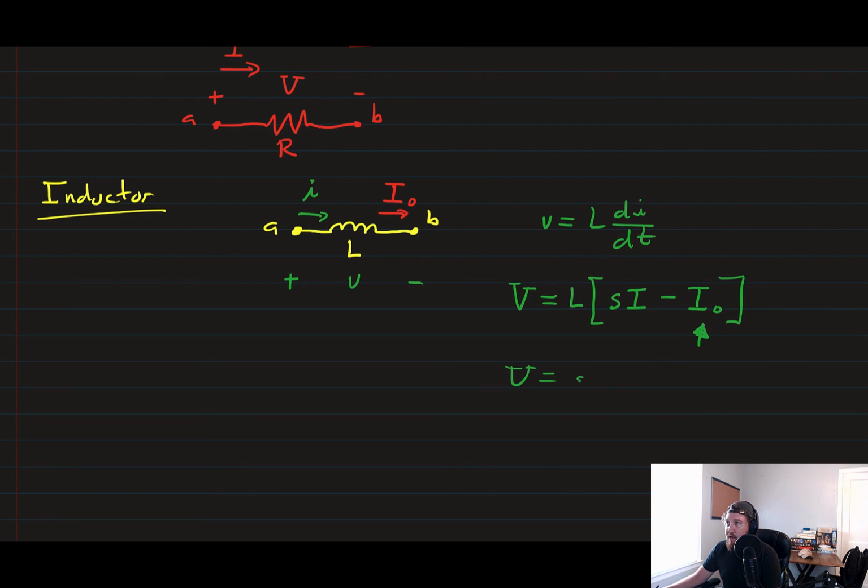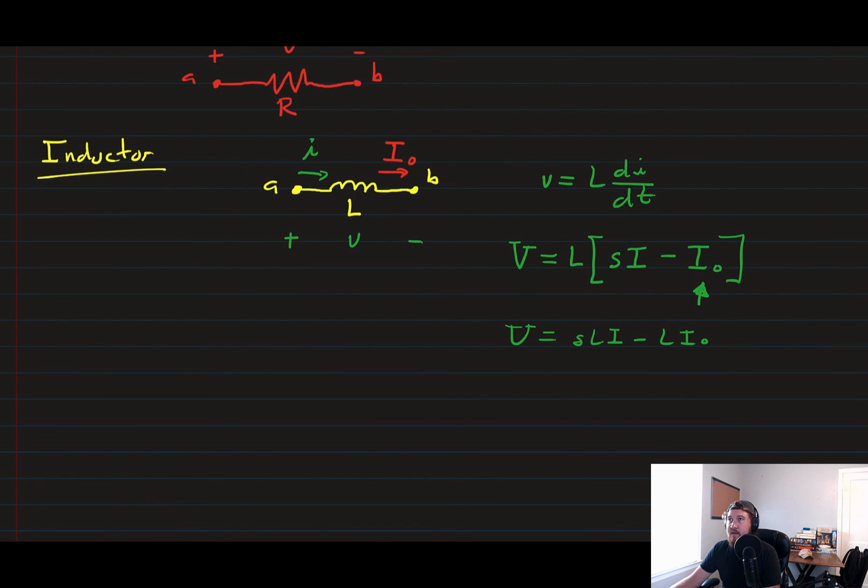V is equal to SLI minus L times I naught. And if we draw that, I'll go ahead and go back to yellow for this. What we'll see is now we have two voltages, right? The voltage drop is now due to two separate elements. So when we go to draw that, we'll say we've got terminal A. We've still got our inductor, but now we actually have a voltage source in series, and then our terminal B.